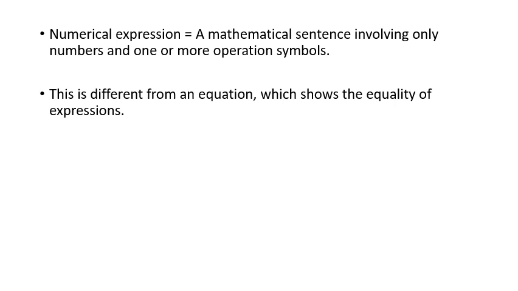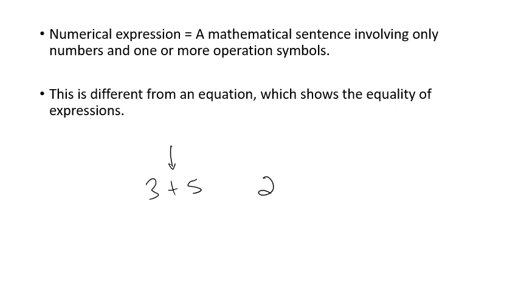So if we have something like, here we'll do 3 plus 5, that's a numerical expression. It has one or more operators. In this case, the addition symbol is my operator. And we've got the 3 and the 5, so we've got the numbers. So this is an expression.